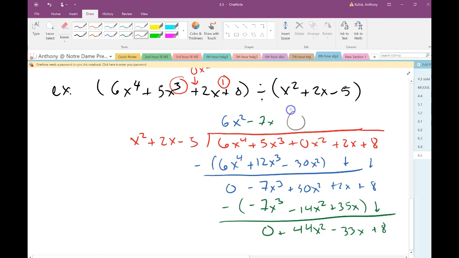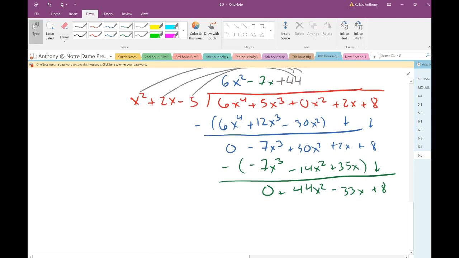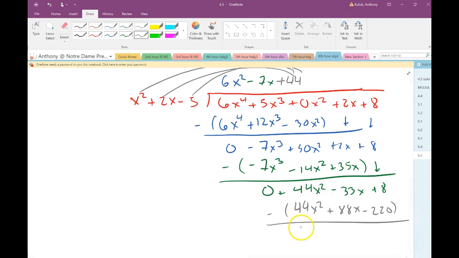Then I ask myself, what times x squared gives me 44x squared? Well, that's just 44. I multiply that to all 3 pieces. So I have 44x squared plus 88x minus 220. Subtract down. 0. Negative 121x. And then plus 228.